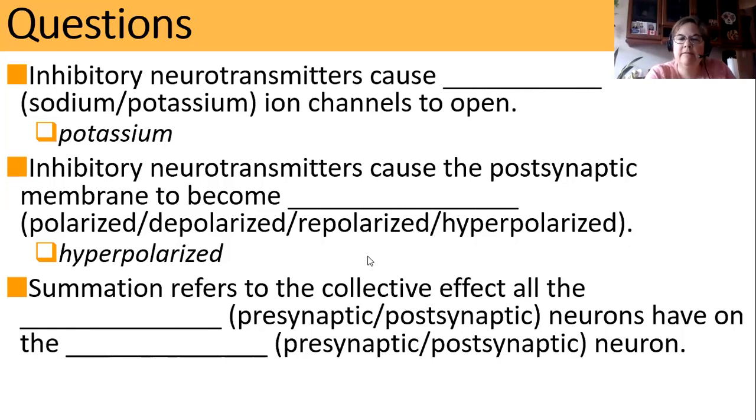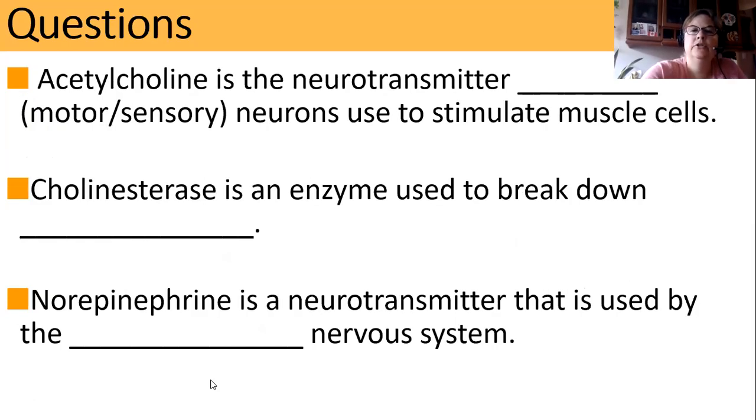Summation refers to the collective effect of all of the blank neurons on the blank neuron. All right, just use pre and post so you don't have to type the whole thing for your answers. Okay, so the collective effect all the presynaptic neurons have on the, what's the second blank? Postsynaptic neuron. Good. All right. Acetylcholine is a neurotransmitter that blank neurons use to stimulate muscle cells. So motor or sensory? Yeah, motor for muscle, M and M.